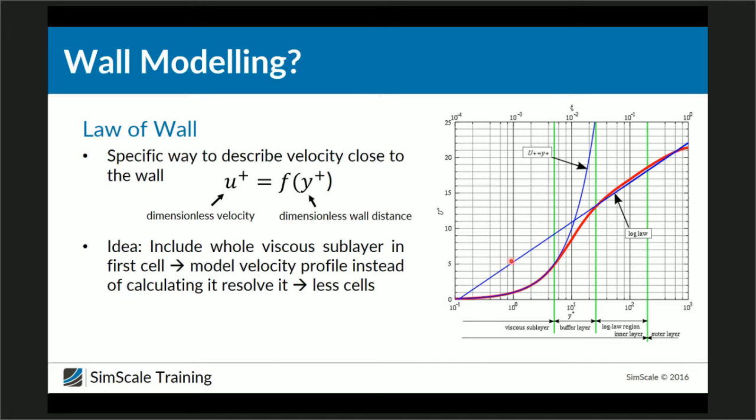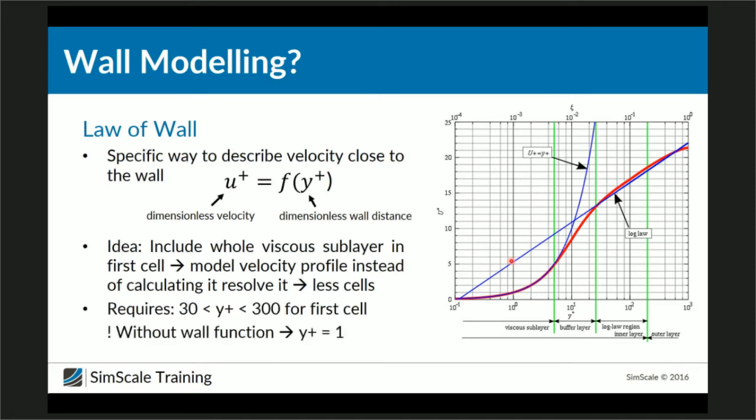The other one is that I can put this whole region, instead of resolving it, into one cell, which saves a lot of computational effort and is more practicable. And there I need to make sure that I have, for example, for some turbulence models, a y plus between 30 and 300 for the first cell. Otherwise, the results will be wrong, because this whole area of the cell will then be treated as a viscous sublayer.